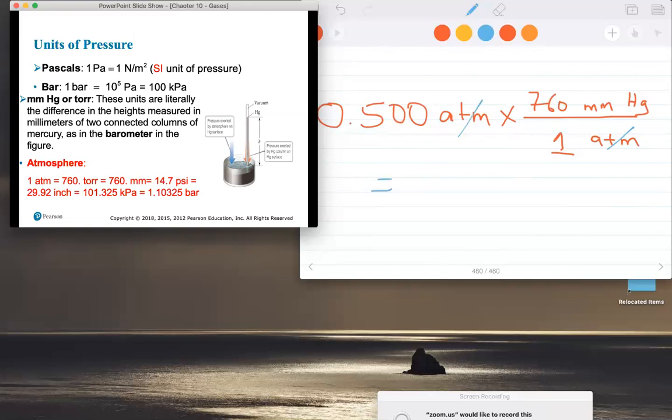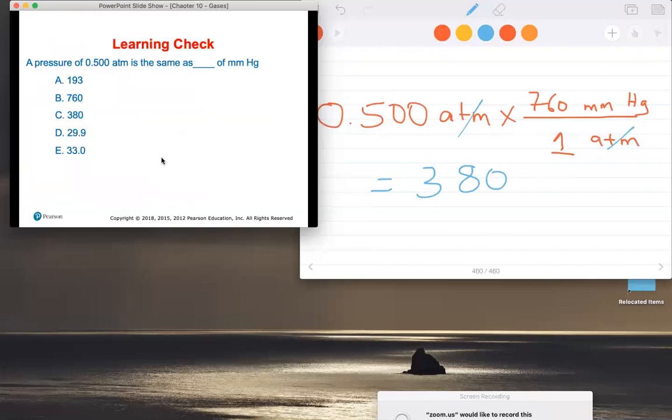Plug in your calculator, 0.50 times 760, and this is 380. For this question, 380 millimeters mercury. You have to show your work and write with the correct units. That's the units we are looking for.